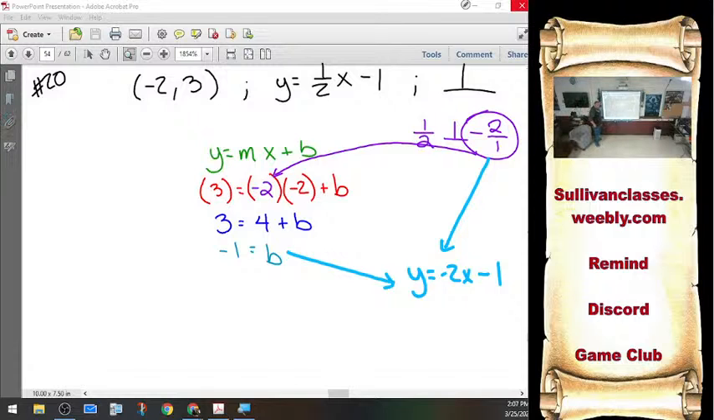Okay. Others? Yeah. 18. Was 18 another one, or was that the parallel, perpendicular, or neither? Okay.